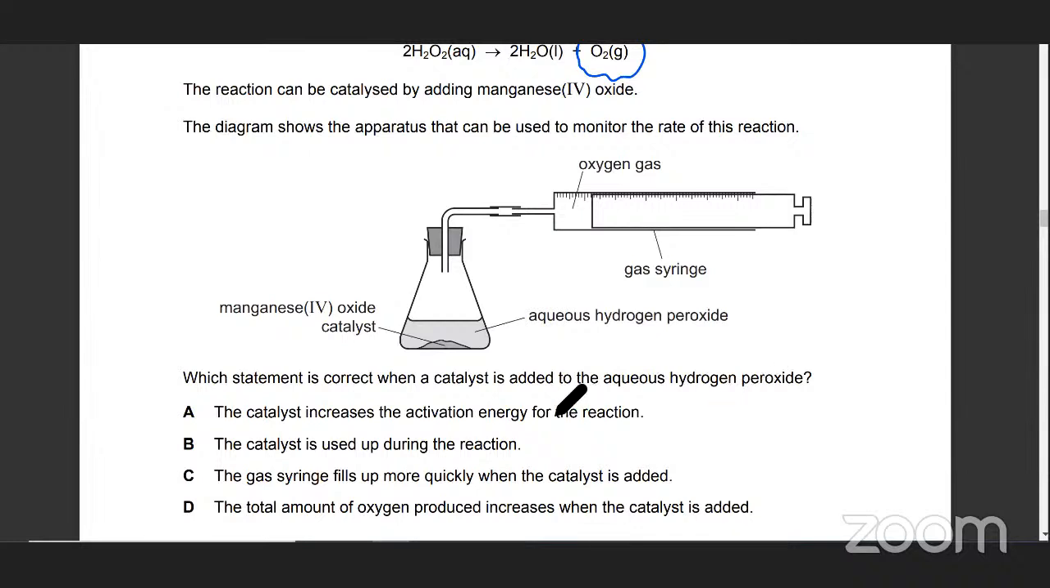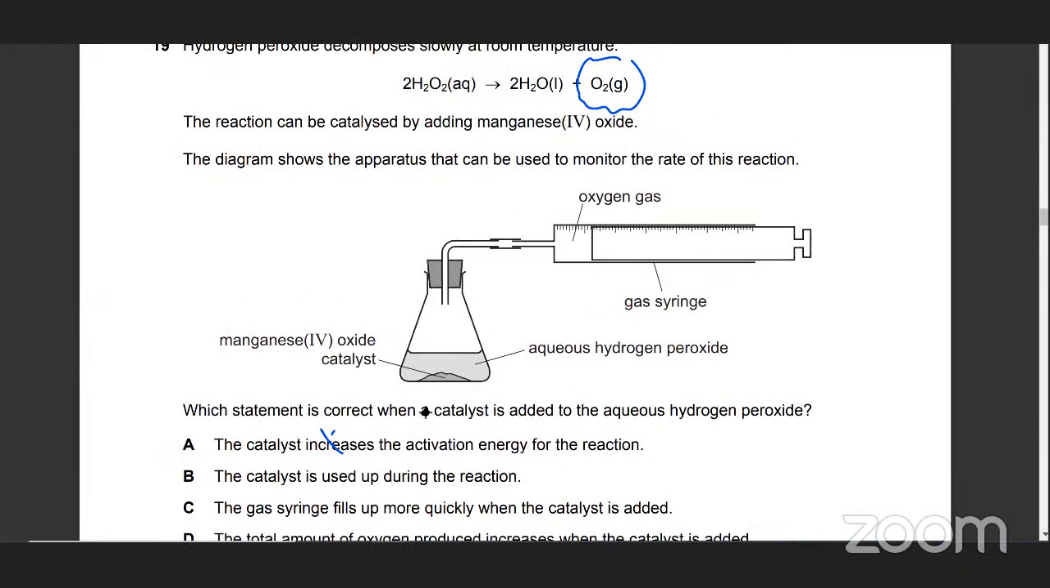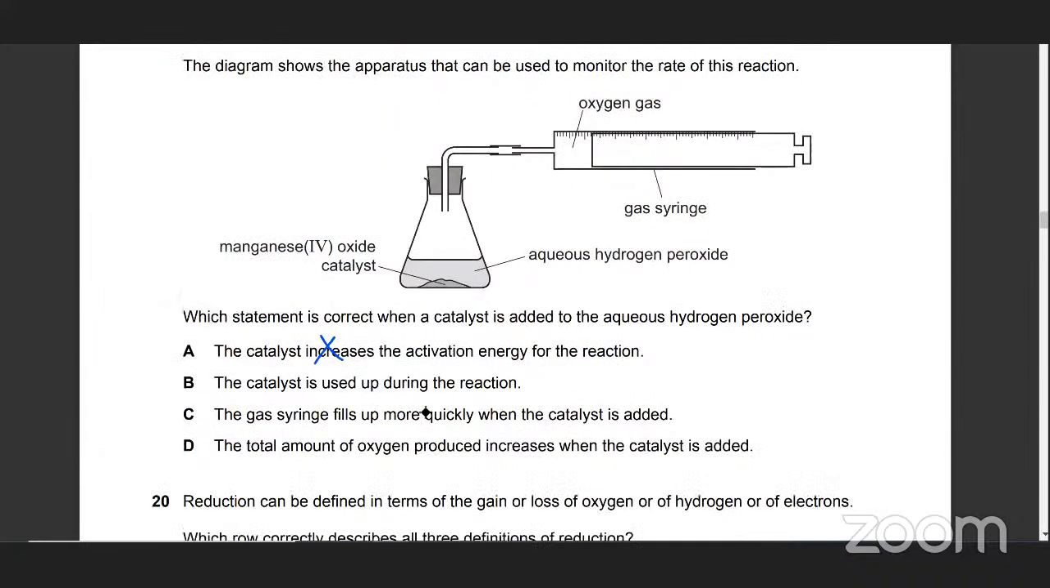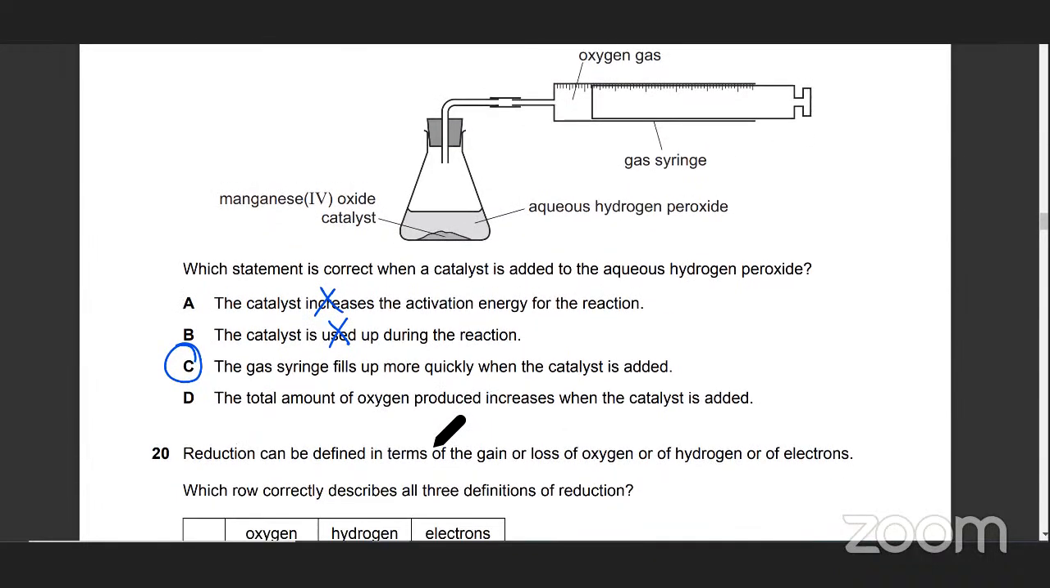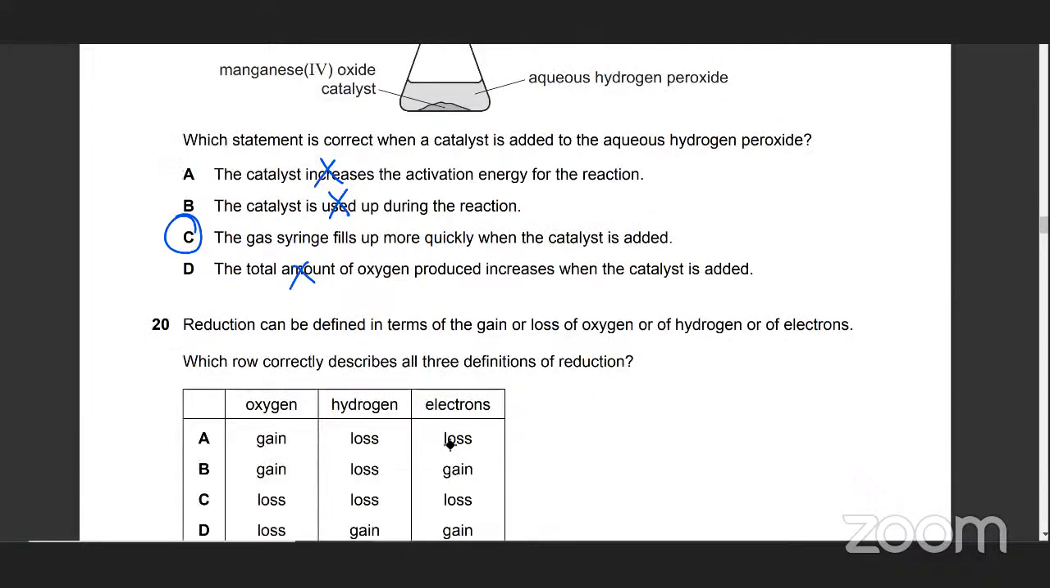Now, what does a catalyst do? It does not increase the activation energy. It actually decreases it. The catalyst is not used up in the reaction, ठीक है. It remains completely unchanged. Then you have the gas syringe fills up more quickly when the catalyst is added. Is that correct? Yes, it is. ठीक है, fast reaction है तो fast में there's going to be more gas produced, and so it's going to fill up. The total amount of oxygen produced increases when the catalyst is added. No, because you still have the same reaction. It just happens more quickly. So the amount does not change.